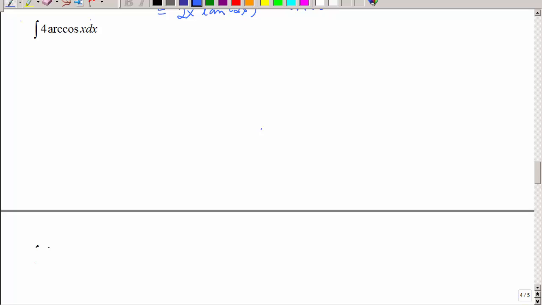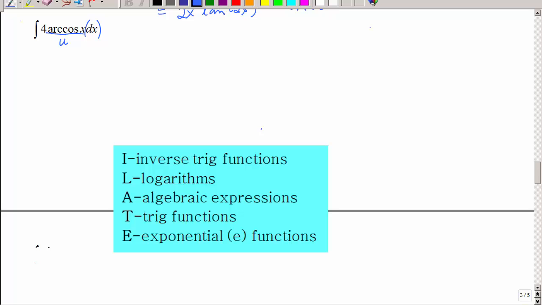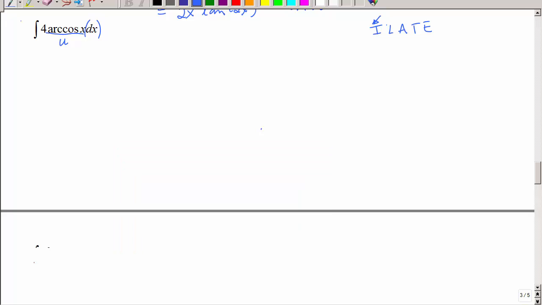So one of them must be dx. Well, that kind of forces you that this has got to be equal to u. And that really, again, matches our mnemonic where I stands for our inverse trig function. So that's what I'm going to let u equal to. Now again, I'm just going to carry that 4 with it. You can put it on the outside, but sometimes when I just put it on the outside of the integral, I forget about it later.